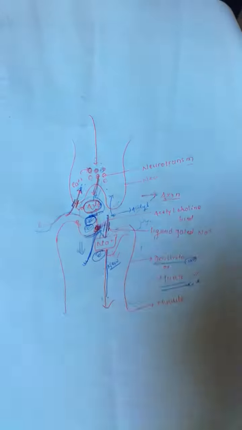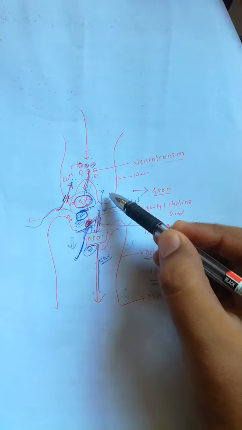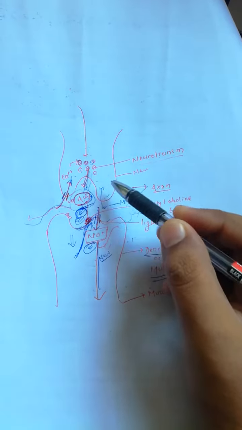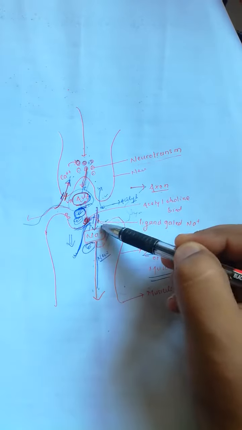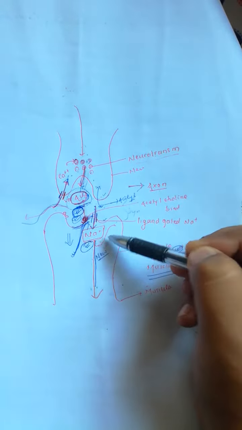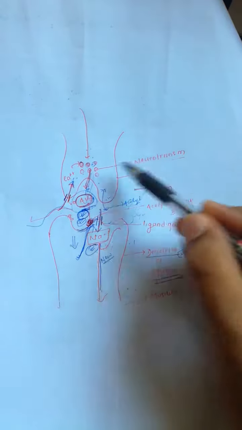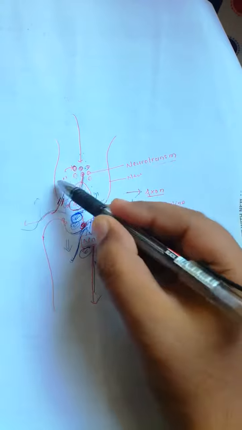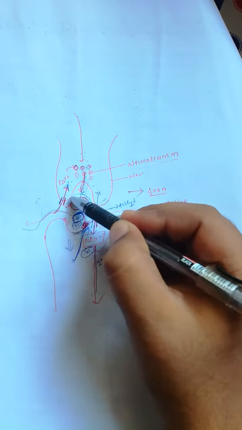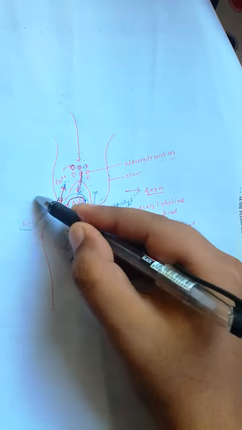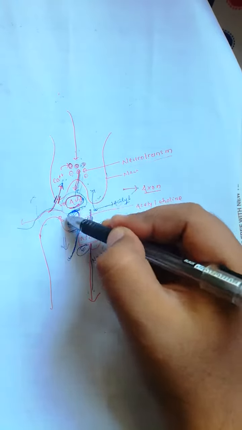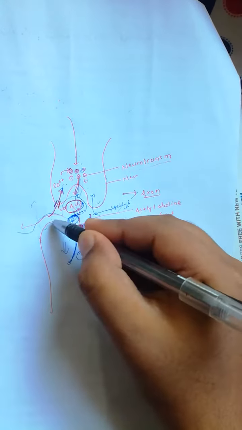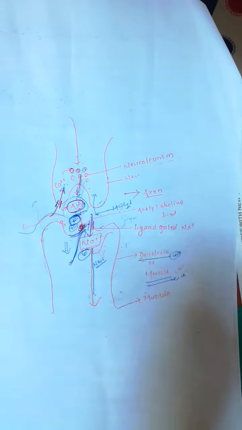What is a synapse? A synapse is the junction between the presynaptic membrane and the postsynaptic membrane, or between one neuron and another neuron, or one neuron and muscular tissue. There are three parts in the synapse. First is the presynaptic membrane, second is the synaptic cleft, which is in between the presynaptic and the postsynaptic membranes, and the third part is the postsynaptic membrane.